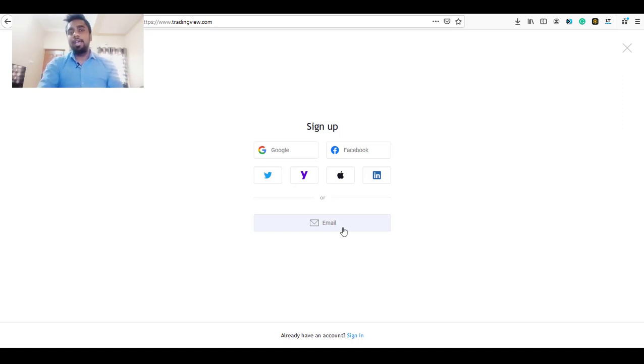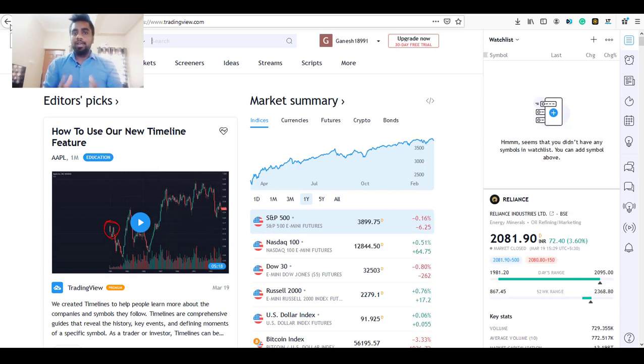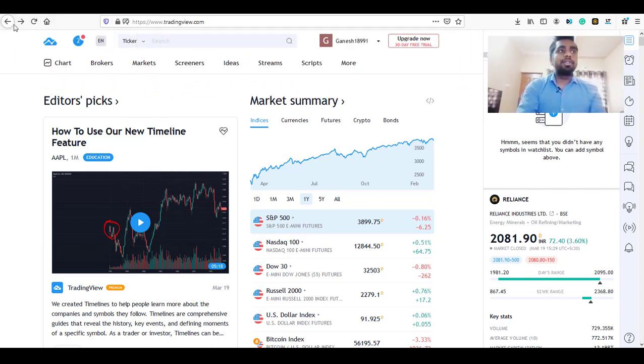And now, since I have an account, I'm going to sign in using my Gmail. So to sign in, you have to click here where it says sign in, and I'm going to use Gmail. I just signed in using Gmail, and the first thing I'm going to do is get access to the chart. The chart is the place where we're going to learn how to select a better stock for short-term trading, how to identify a good price to enter, and how to place a trade. In order to get the chart, you have to click here where it says chart.